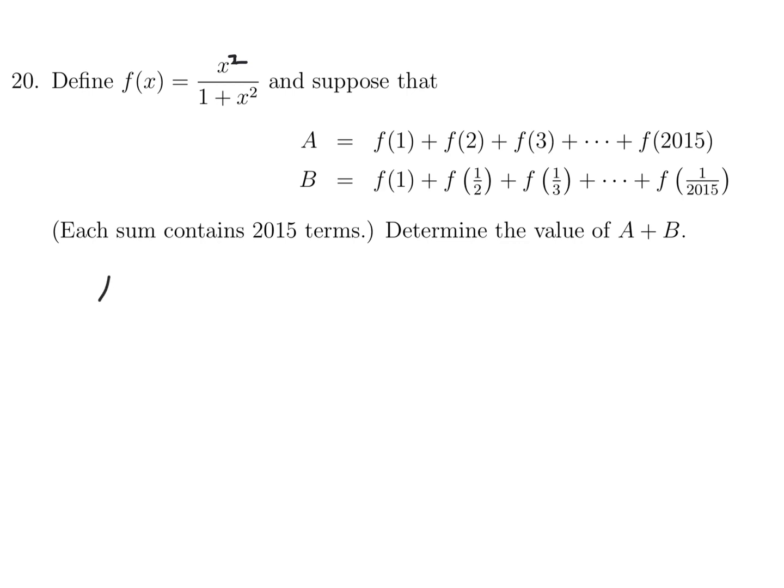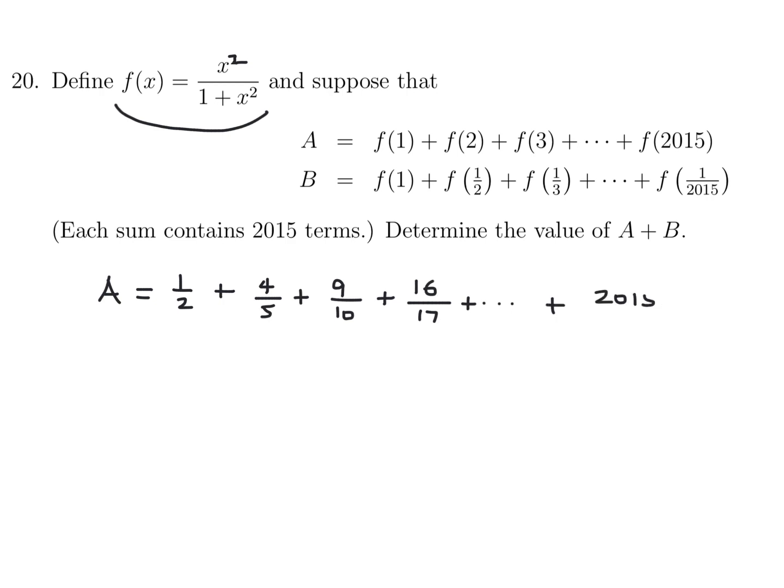Let's figure out a. F at 1, we're going to substitute it all into there. So that looks like 1 over 2. Then f at 2 would be 4 over 5. F at 3 would be 9 over 10, and so on. F at 4 would be 16 over 17, and so on. All the way to 2015 squared over 1 plus 2015 squared.